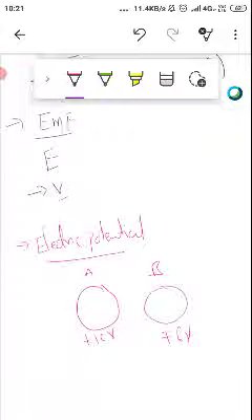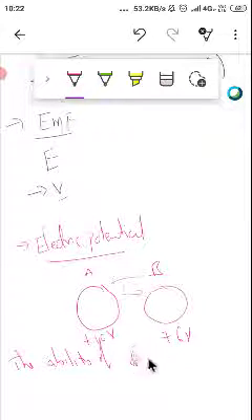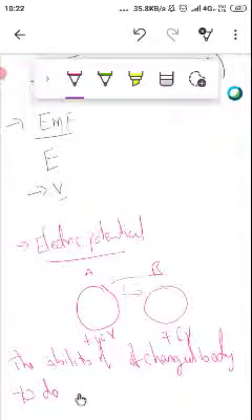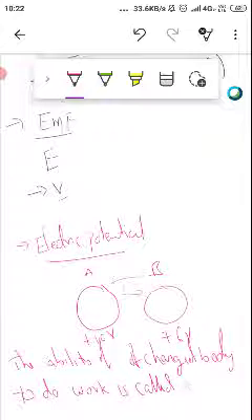When a body is charged, some work is said to be done in charging it. The charged body has the capacity to move other charges, either by attraction or repulsion between the two bodies. The ability of a charged body to do work is called electric potential.